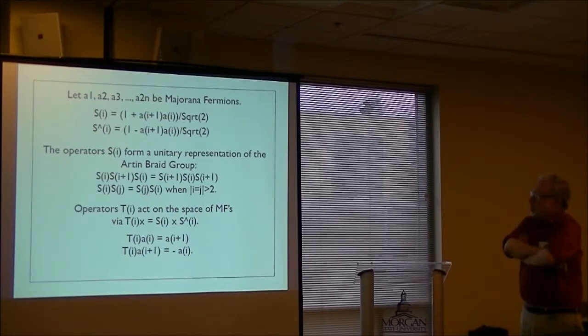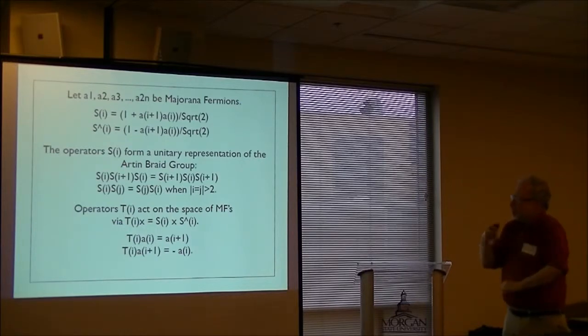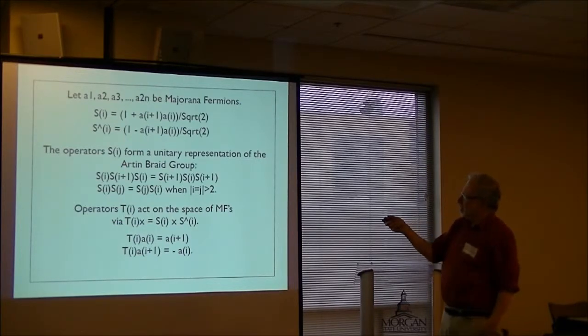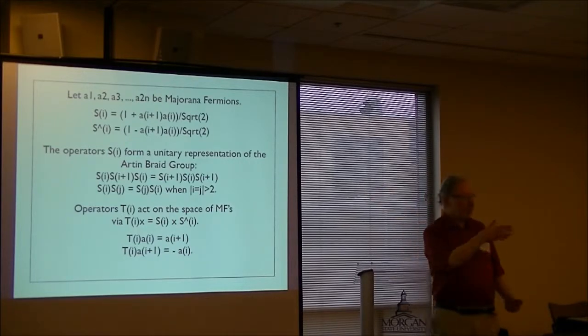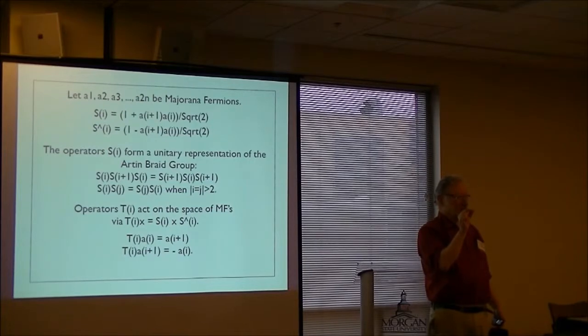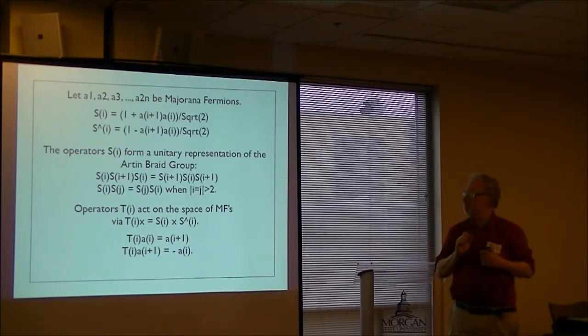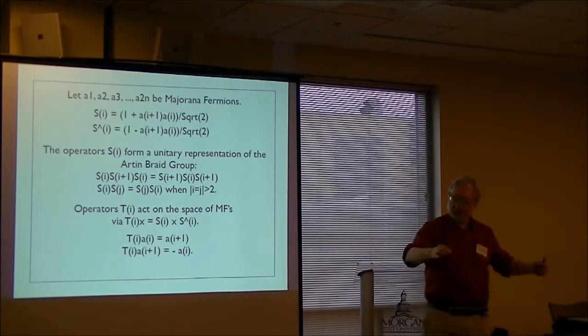So here is the situation. This is very pretty. I take a row of Majorana fermions, right? So that just means I have a Clifford algebra, right? Each one squares to 1, and they anti-commute with one another. Just that, all right? And I think of them as a little row of particles.